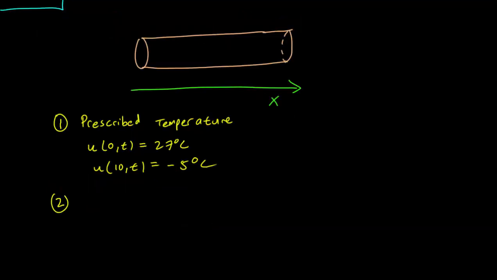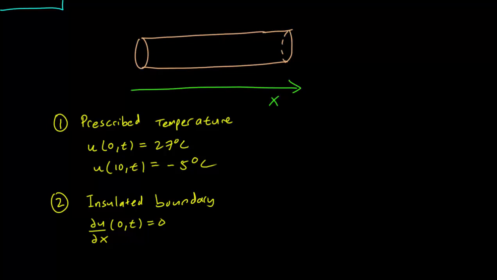As a second example, we could consider the insulated boundary. So let's say that we apply rubber on the left end of this iron rod so that heat cannot travel left or right from the left end. In this case, we would say that the temperature never changes from the left end. So partial u, partial x of (0,t) is equal to 0. So this means that heat cannot travel left or right from the left end of the iron rod.